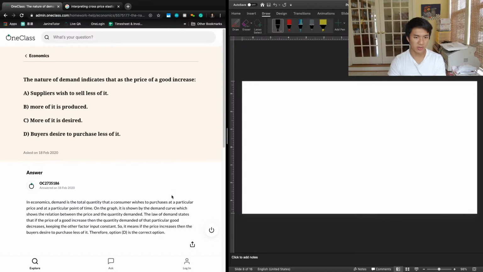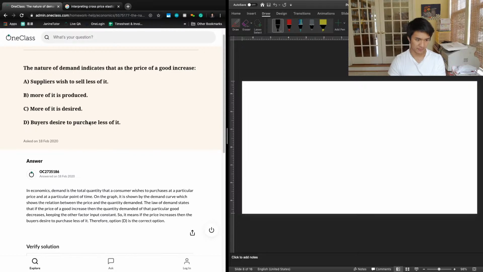C says that as the price of a good increases, more of it is desired, and we know that this is the opposite of what the law of demand tells us. The law of demand tells us that when price goes up, quantity demanded goes down, and so when price goes up, we expect less of the good to be desired. And so answer choice D seems to be the only answer choice that works. Buyers desire to purchase less of it when the price of a good increases, and so we're going to go with D. Let's take a look at the previous tutor's answer.